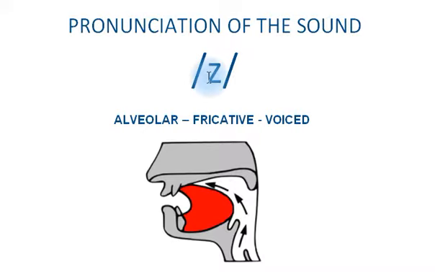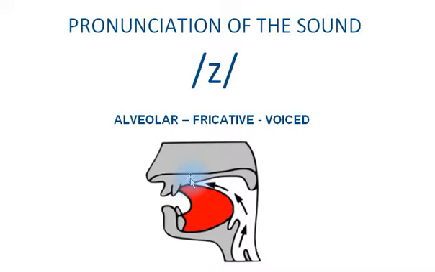Just like the s, this sound is alveolar. That means that we place the tongue here. You see the articulation point. We place the tongue right at the gum ridge, la punta del paladar. Entre las encías hay una hendidura que se llama la punta del paladar. In English it is the gum ridge.